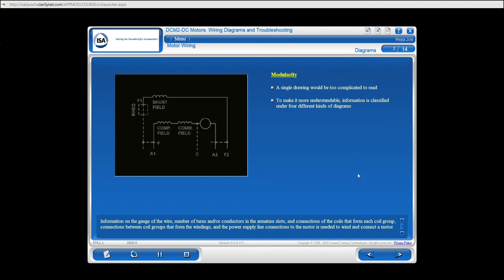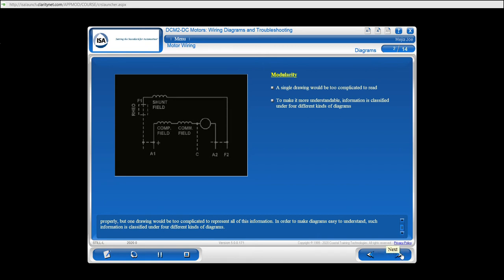Information on the gauge of the wire, number of turns and/or conductors in the armature slots, end connections of the coils that form each coil group, connections between coil groups that form the windings, and the power supply line connections to the motor is needed to wind and connect a motor properly. But one drawing would be too complicated to represent all of this information.